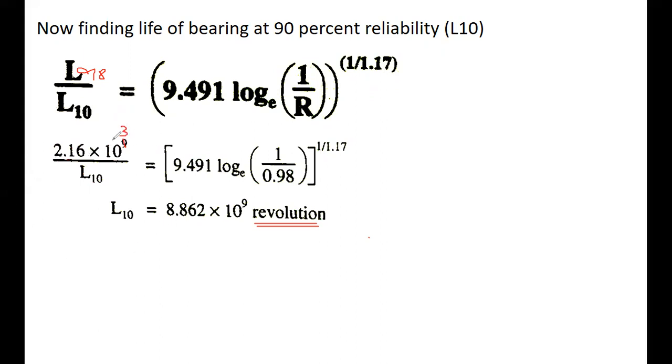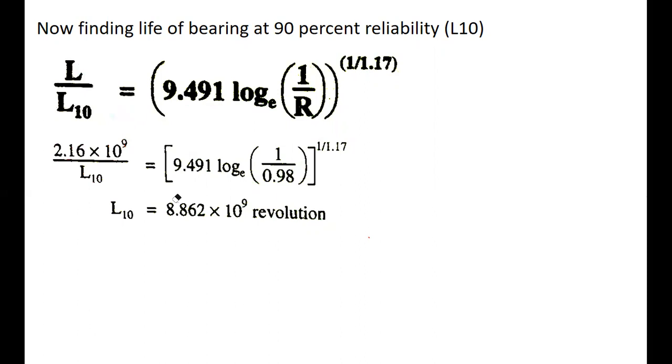So 2.16 into 10 raised to 3 divided by L10 is 9.491 natural log of, 98% reliability is there, so 0.98 raised to 1 upon B, that is 1 upon 1.17. You will get the answer as 8.862 into 10 raised to 3 million revolutions.